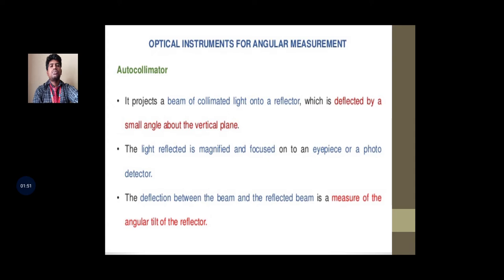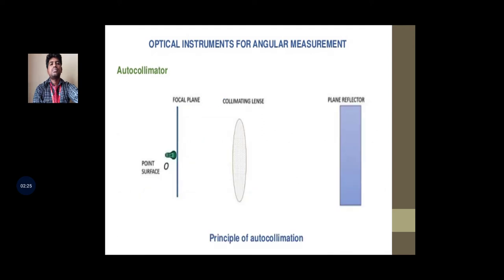What is the working of the autocollimator? It projects a beam of collimated light onto a reflector, which is deflected by a small angle about the vertical plane. The reflected ray is magnified and focused onto an eyepiece or photo detector. The deflection between the beam and the reflected beam is a measurement of the angular tilt of the reflector. So this is the principle of autocollimator.